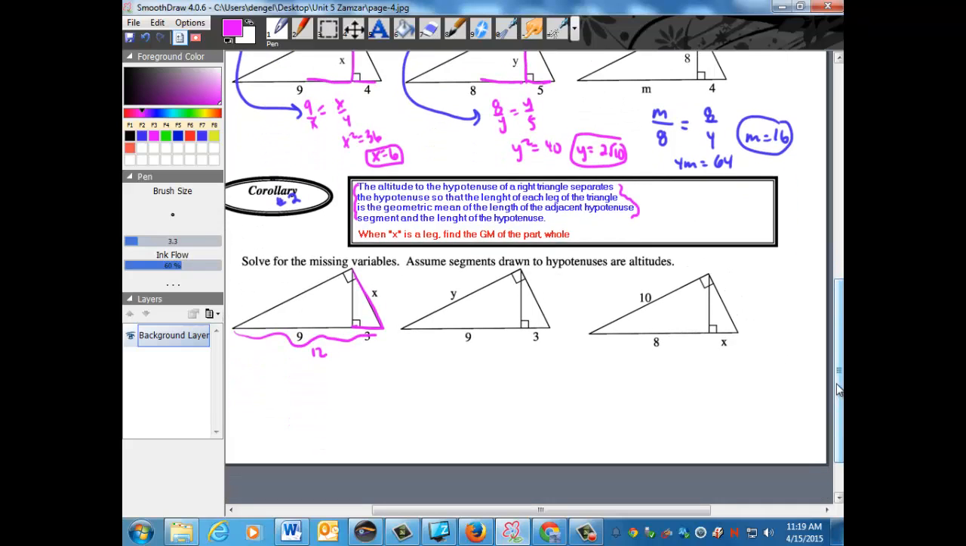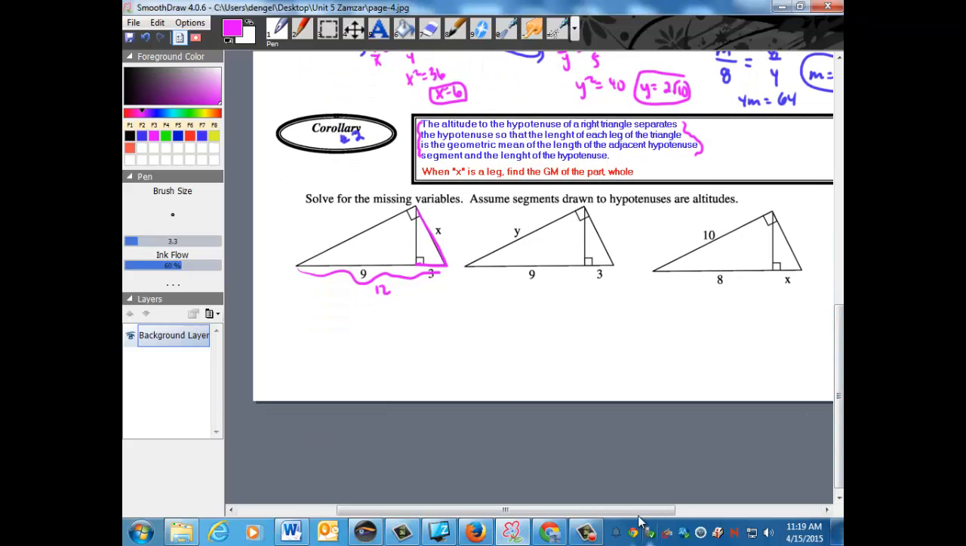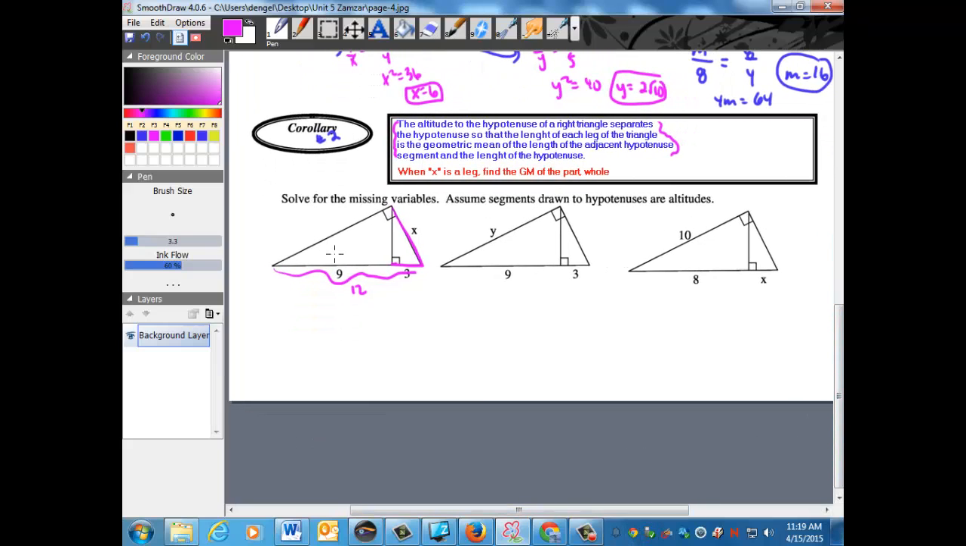So just like we've done in those last 3 problems, sorry about that, let me recenter this. We're going to take the GM of the part, comma, whole. And so we have the geometric mean of 3, comma, 12. 3 over x equals x over 12, x squared equals 36, x is equal to 6.